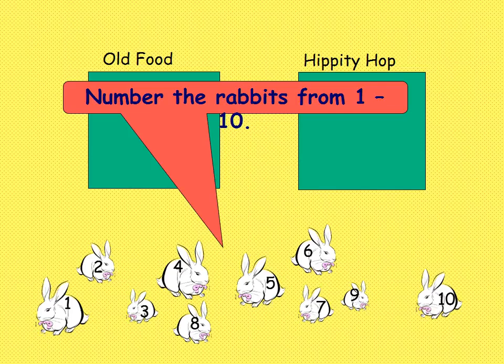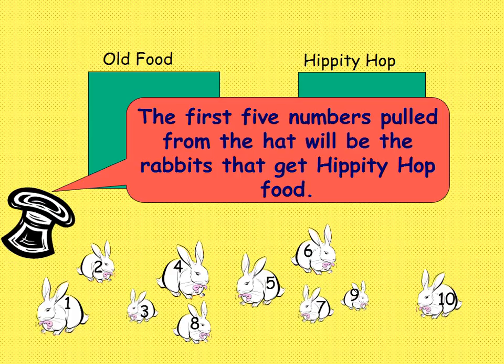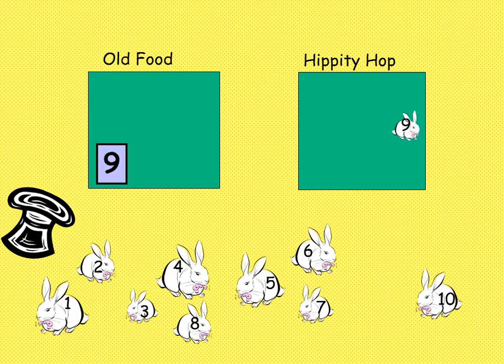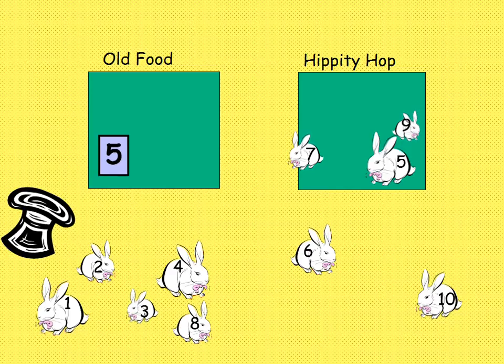Okay, now here is the best way to separate your individuals. We need randomization. Okay, we're going to place the numbers in a hat. Okay, the first 5 numbers that are pulled get the new treatment. Okay, so now we're doing this in a random fashion.